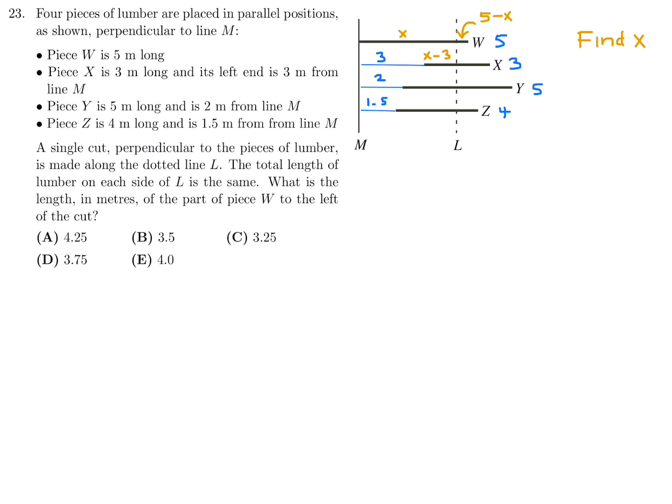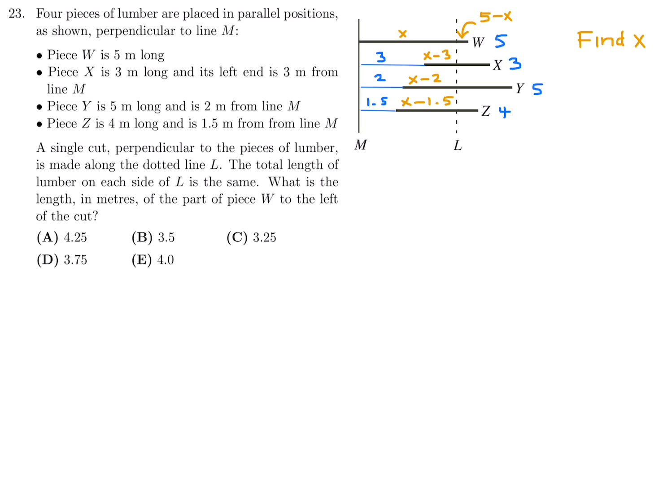Okay, so here we go, same story. This whole thing is X, but from here to here is 2. So this part has got to be X minus 2. And then from here to here is X. This is 1.5. So from here to here has to be X minus 1.5.